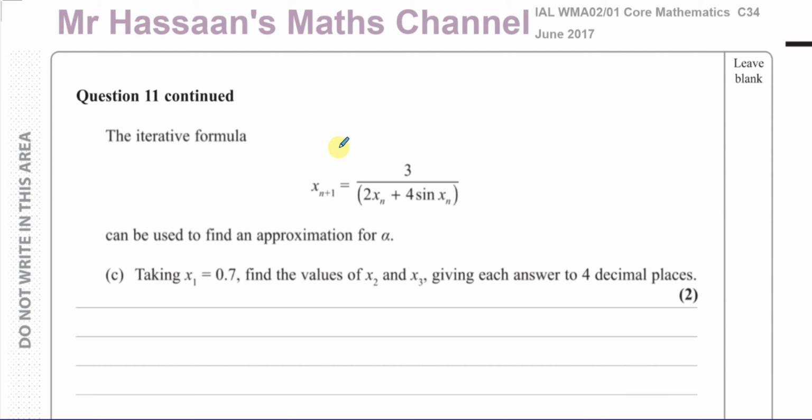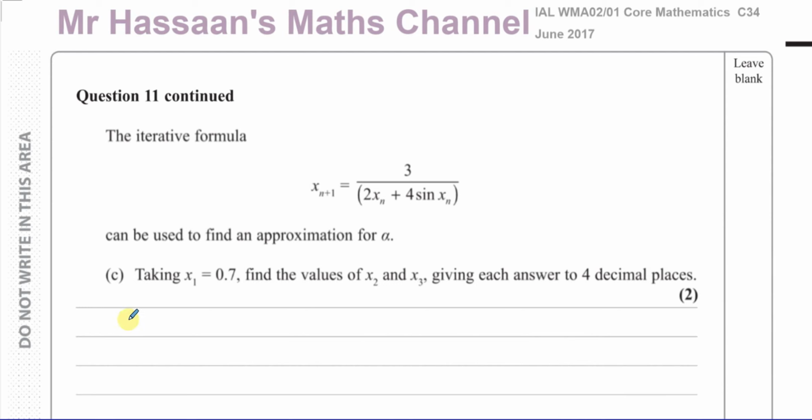So it's a bit of a long question, this one. It says the iterative formula x n plus 1 equals 3 over 2 x n plus 4 sine x n can be used to find an approximation for alpha. Taking x1 equals 0.7, find values for x2 and x3.